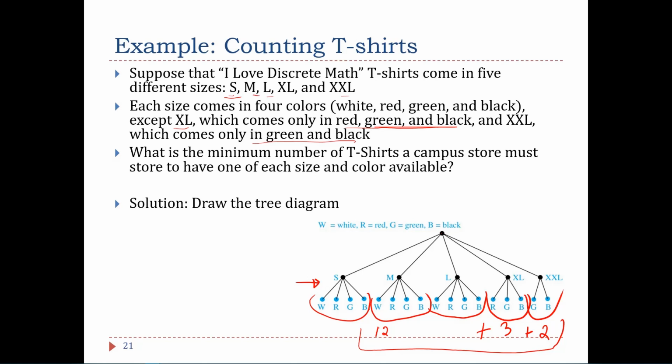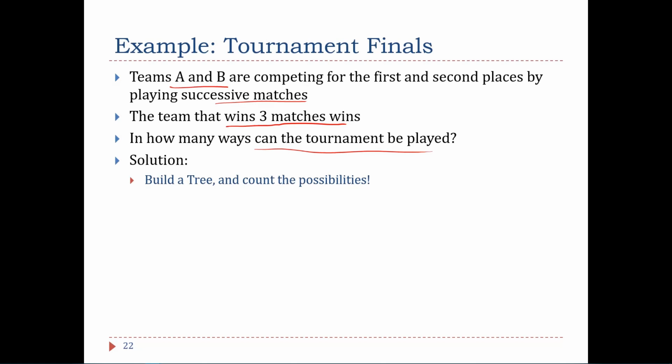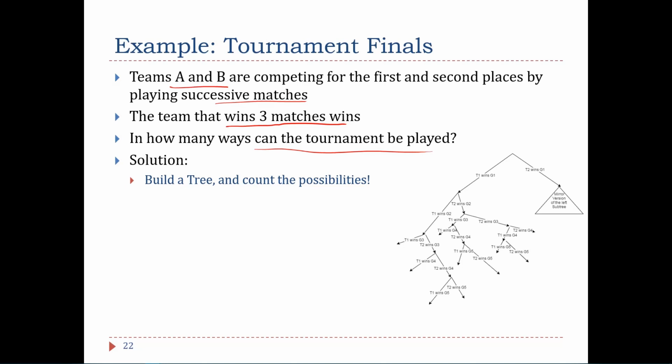Another example that shows you the importance of using this method is where you have two teams, and they are competing for the first and second places by playing successive matches. And the team that wins the three matches would win the final tournament. So, in how many ways can the tournament be played? Well, you have plenty of different irregular choices, and it's really important to build a tree to count the possibilities.